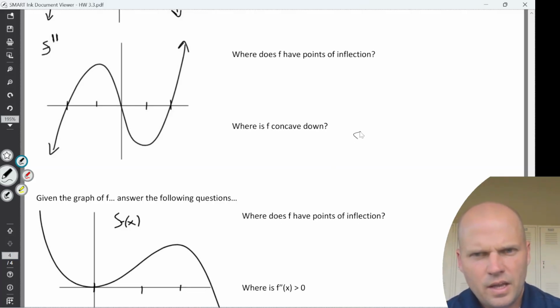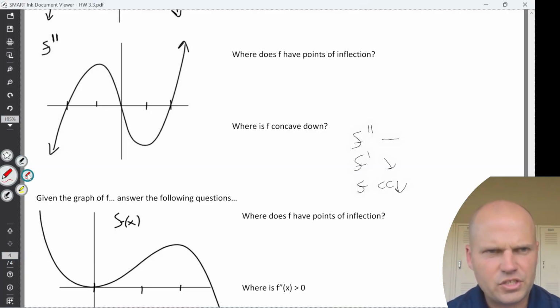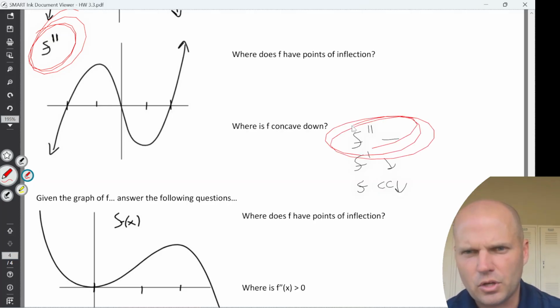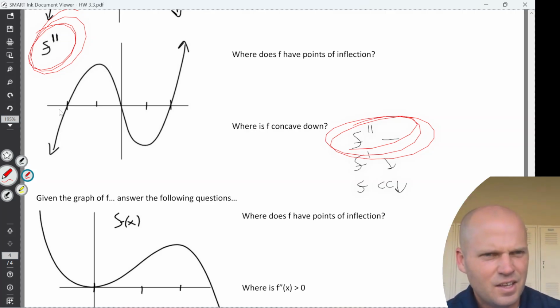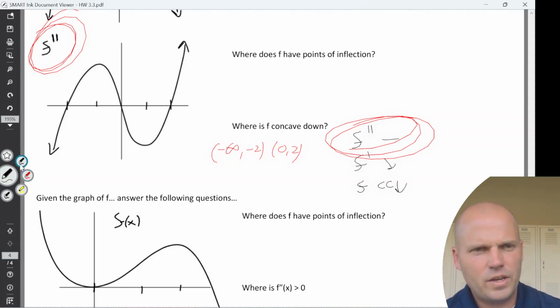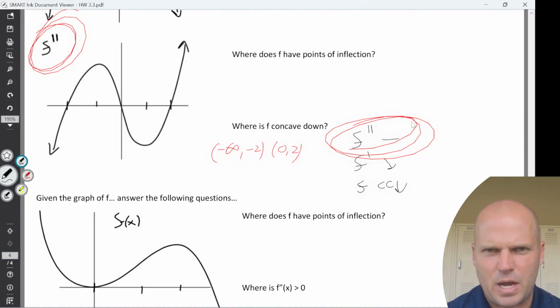Cool? F double prime negative, F prime going down, F concave down. But this is F double prime, so I'm looking at when F double prime is negative. Here is when F double prime is negative, from -infinity to -2, and from 0 to 2. When does F have points of inflection? That's when F double prime is going to change sign. Since this is the graph of F double prime, we're good. X equals -2, X equals 0, X equals 2.